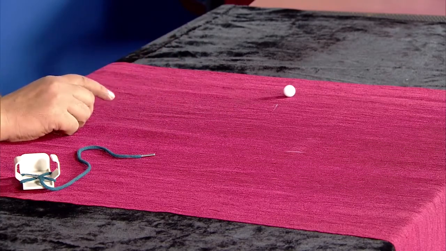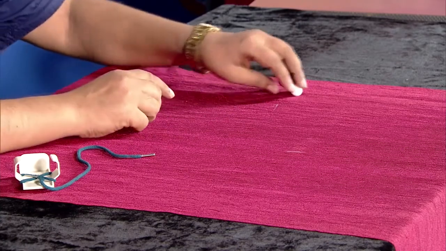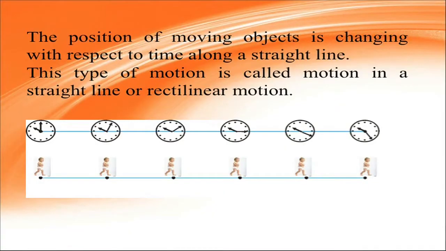So, this ball is in the rectilinear motion. Another example, the stone falling from a building and a runner on a 100-meter race track. What is common about the motion in all these examples? The position of the moving object is changing with respect to the time along a straight line. This type of motion is called motion in a straight line or rectilinear motion.